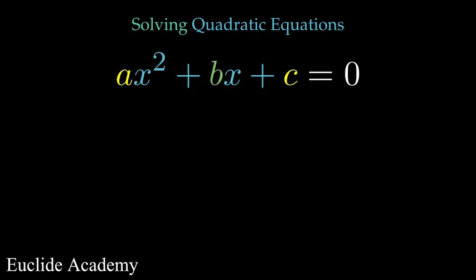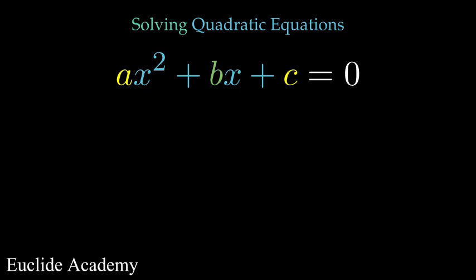So a quadratic equation is an equation which is in this form, where you have ax squared plus bx plus c is equal to 0. So you have ax squared plus bx plus some constant c equal to 0. So you are required to solve for x. So how do you find x?